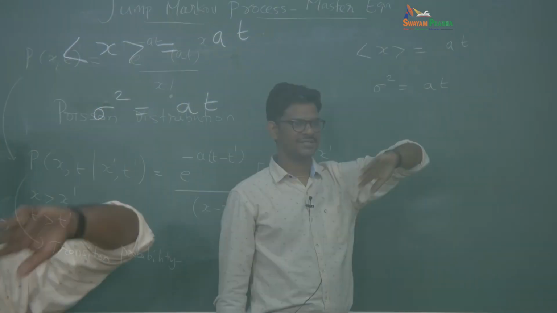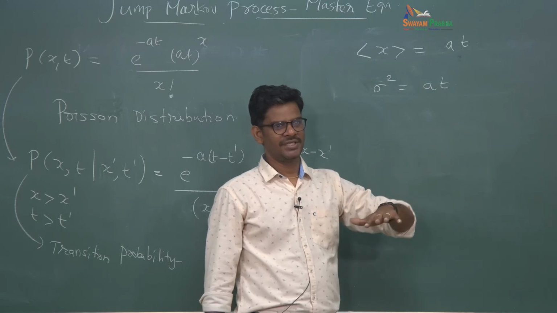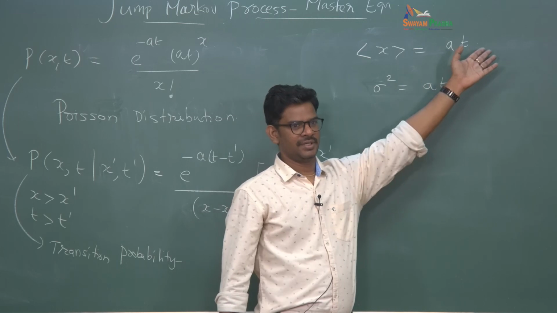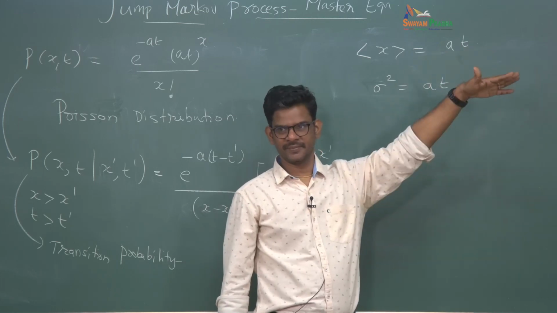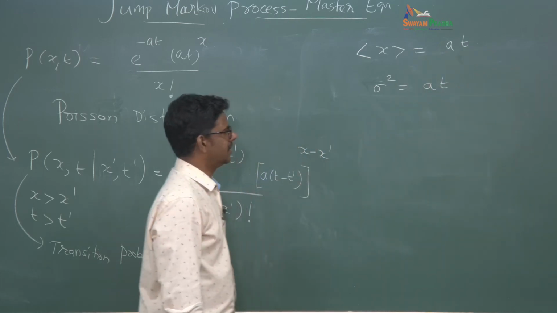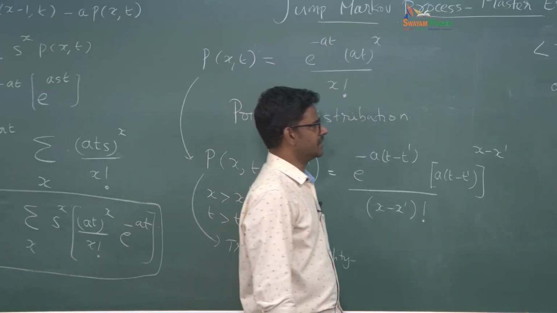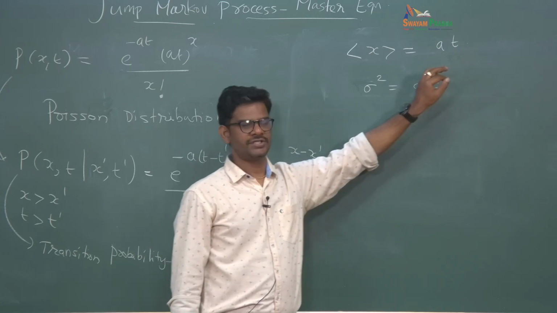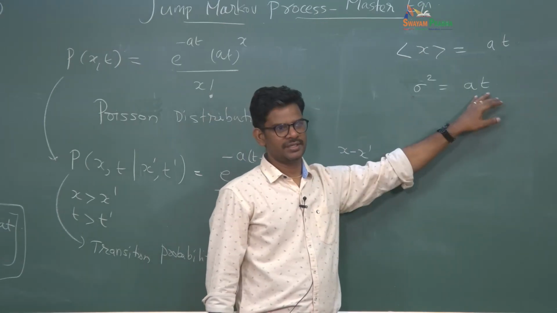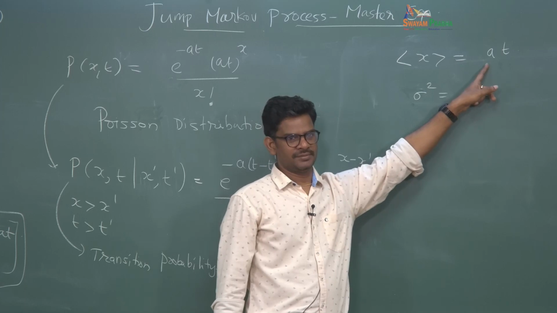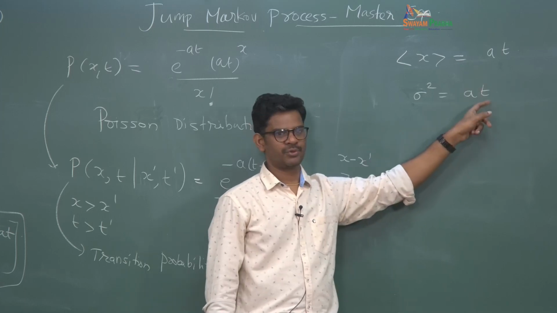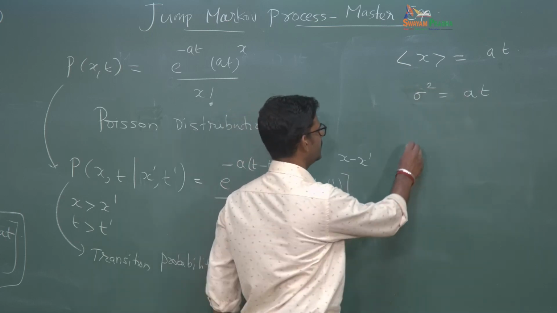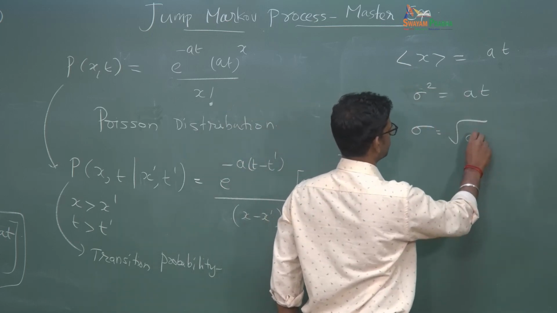If you were to model this as a deterministic process, you would write dx by dt equal to some a, and the solution will give you at, which is linearly increasing. But in the stochastic framework, we predict the same mean, but in addition to that, we also look at what is the uncertainty in this mean. That also goes proportional to square root of t. Variance is at, and sigma will be simply square root of at.